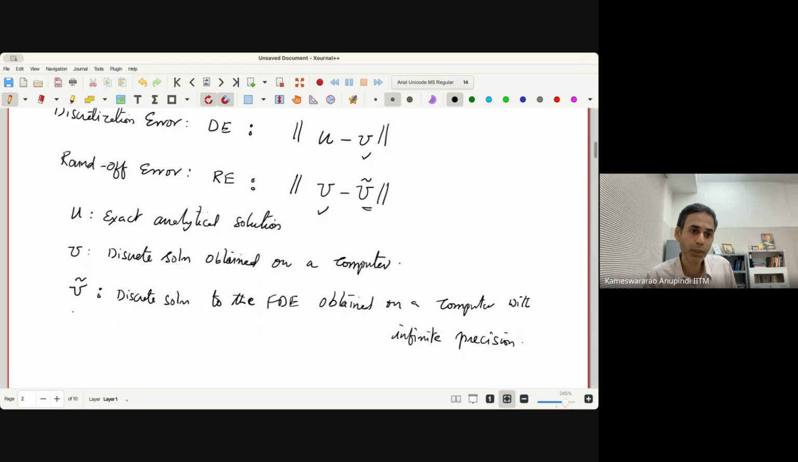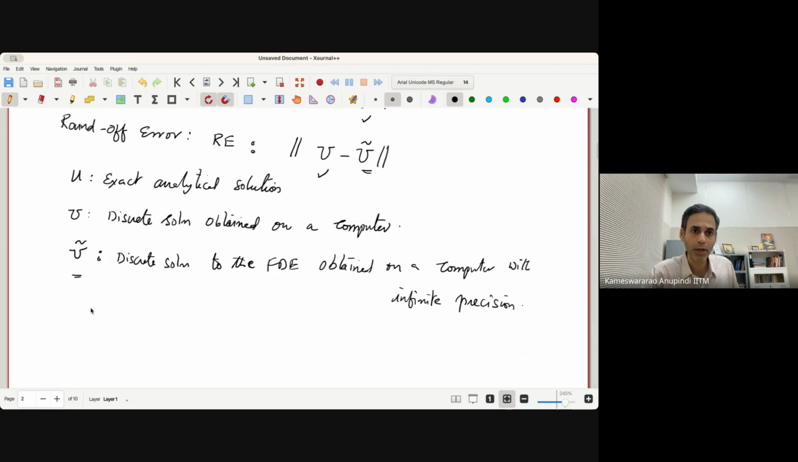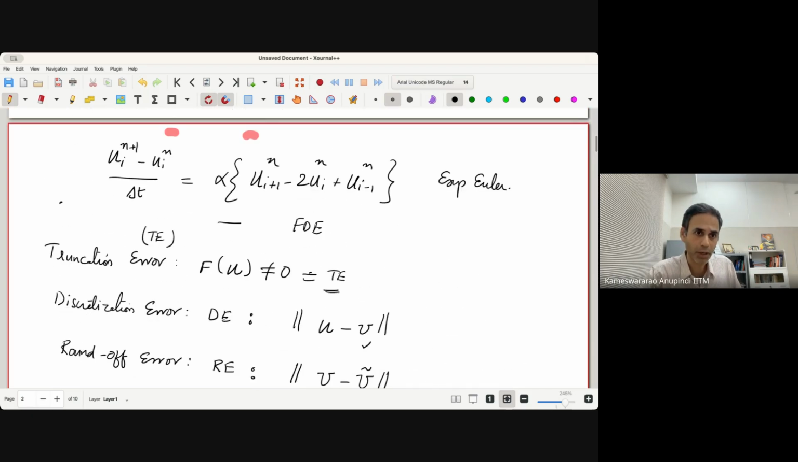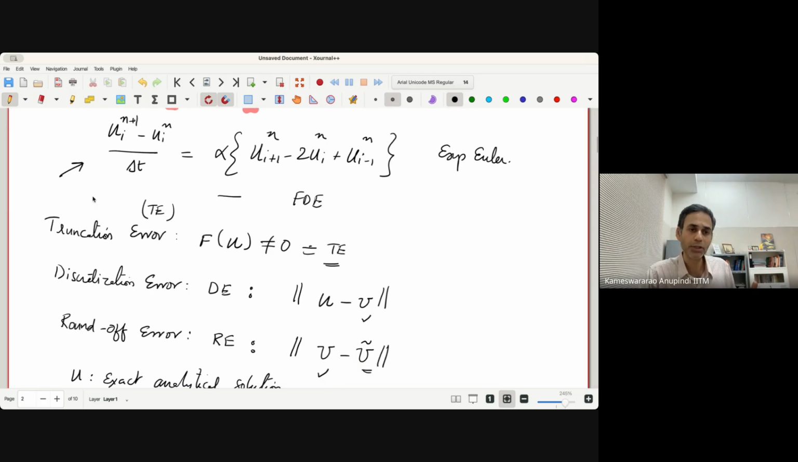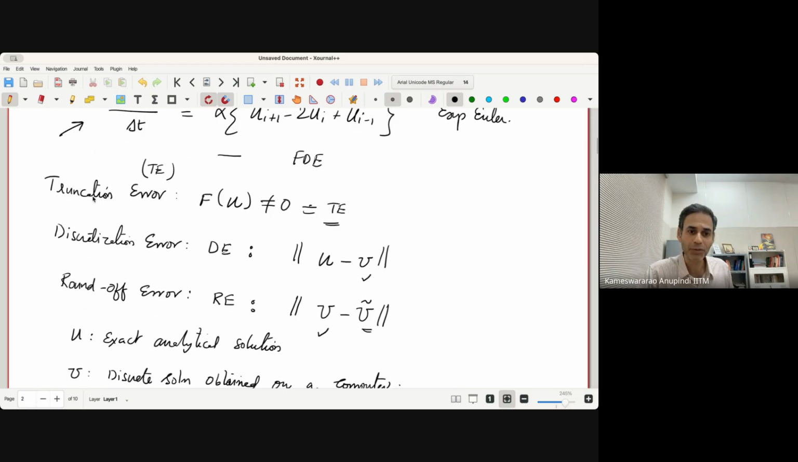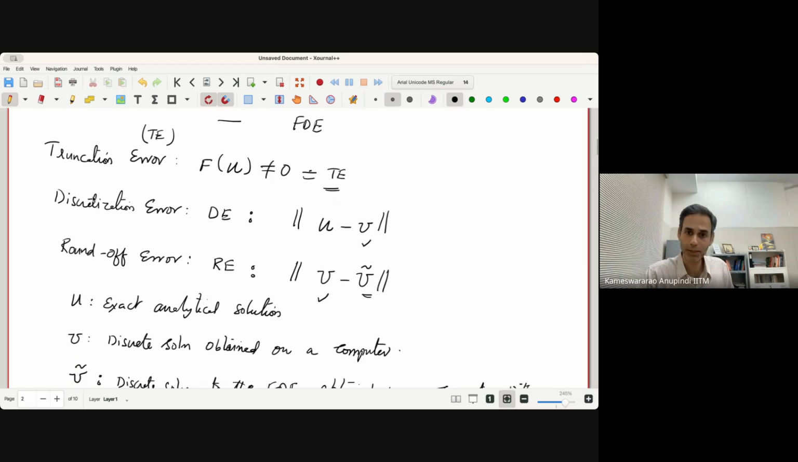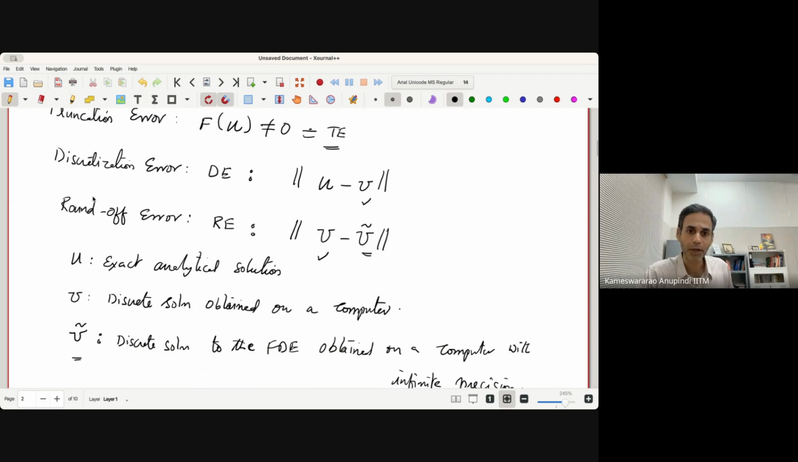So as a result, U tilde, when you try to solve the same equation on an infinite precision computer, hypothetically if we have one, then that solution is going to be U tilde. Whereas if you solve it on a regular computer, then the solution is going to be U. Okay. Now, the only difference between these two is that you are still solving the same finite difference equation, one on a regular computer with some precision, whereas the other one is the infinite precision. So as a result, the difference between these two is the round off error, right? That is where you are rounding off the floating point numbers.